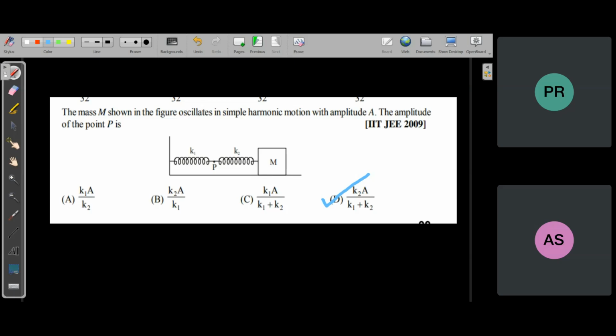Yes, correct. Okay, then. We know the amplitude will be force by K. We can write also K1 of the point P. So amplitude will be, you said, force by K equivalent. That you are saying. Yes, sir. And what is the force? The force by K1, sir, because the point is attached to the spring K1.